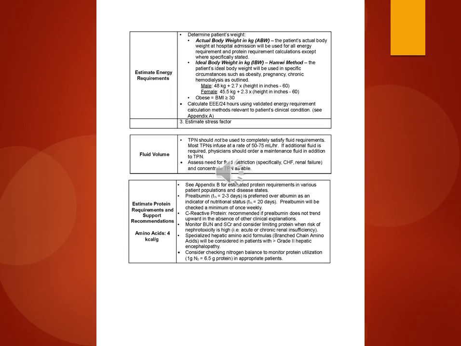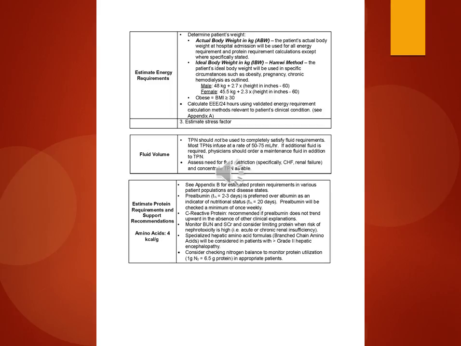Male: 48 kg plus 2.7 times height in inches minus 60. Female: 45.5 kg plus 2.3 times height in inches minus 60. Obese equals BMI greater than 30. Calculate kcal per 24 hours using validated energy requirement calculation methods relevant to patient's clinical condition. 3. Estimate stress factor. Fluid volume.